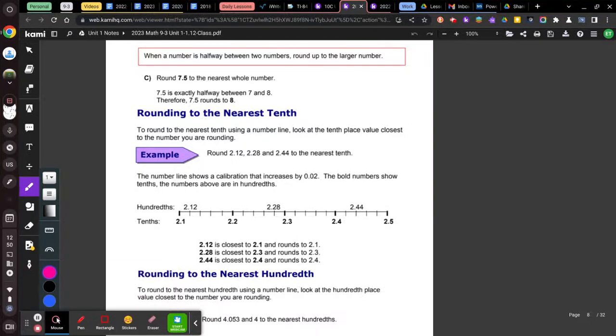Okay, so this is the second half of lesson 12. We are still rounding decimals. So we are talking about when numbers are halfway in between two numbers, they round up to the larger number.